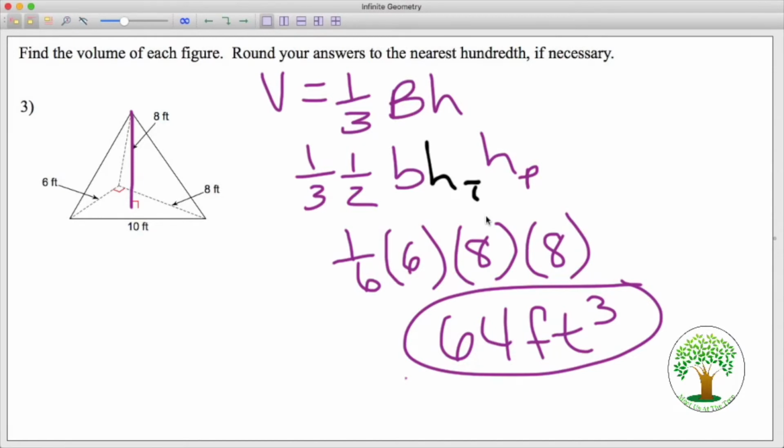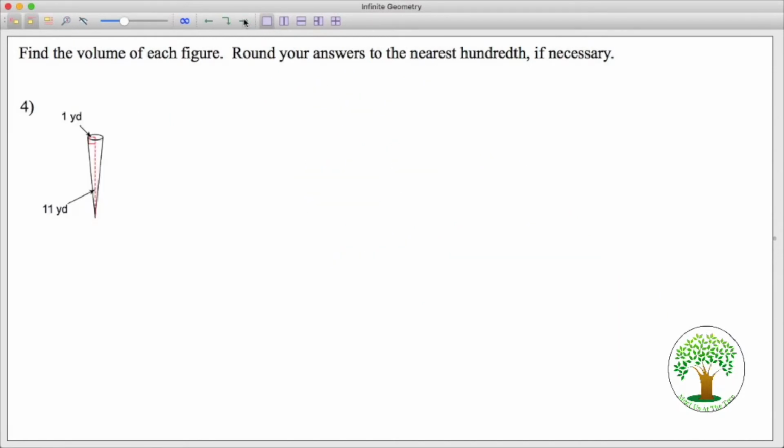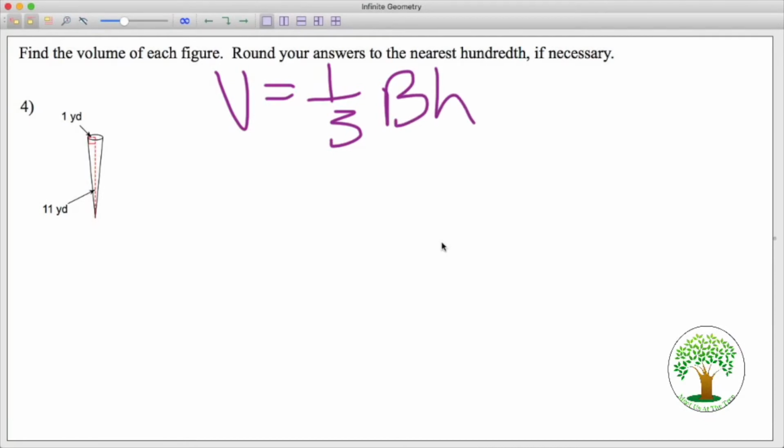Let's move on to number 4. You can still use the formula. The volume equals 1/3 the area of the base times the height. But the base is a circle this time. You can bypass that first one altogether if you've memorized 1/3 pi r squared h. You could use this formula, but if you memorize 1/3 pi r squared h, that would be maybe the first one on your sheet.